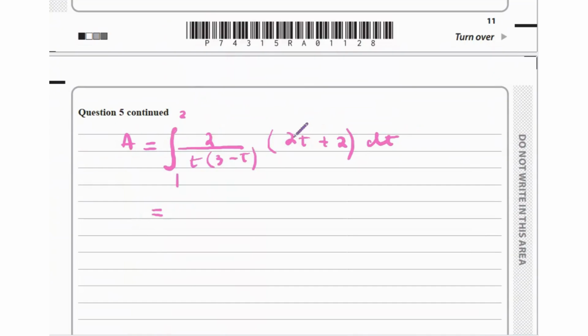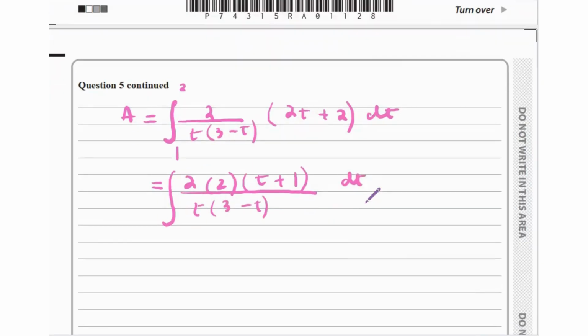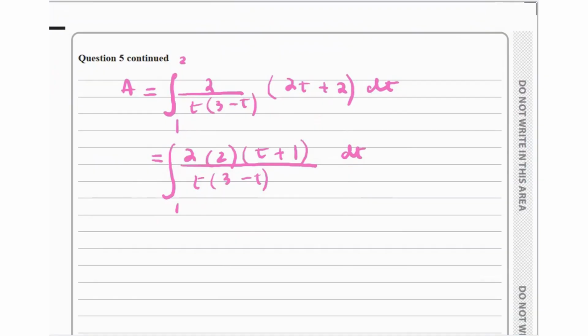So what we can do is over here, between 2t and 2, we have 2 commons. If we take 2 commons, it's going to be 2 times 2 times (t plus 1) over t times (3 minus t) dt, from 1 to 2. That's going to be 4 outside, and the integral of (t plus 1) over t times (3 minus t) dt.